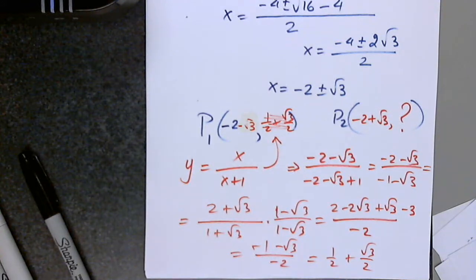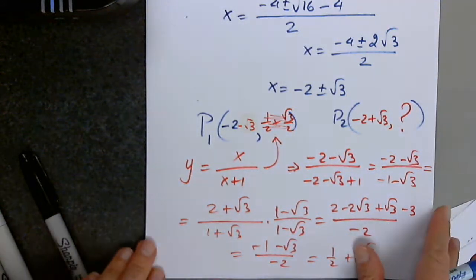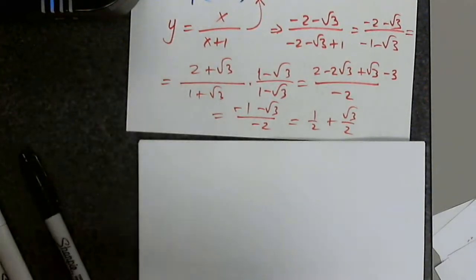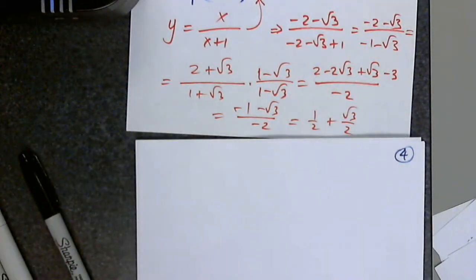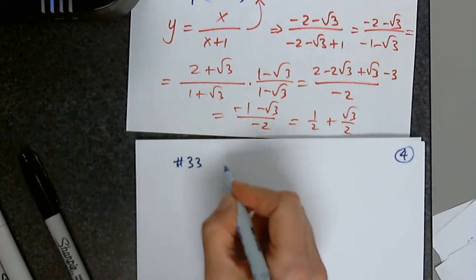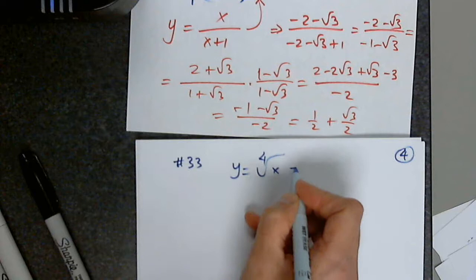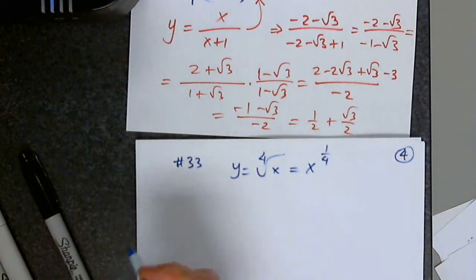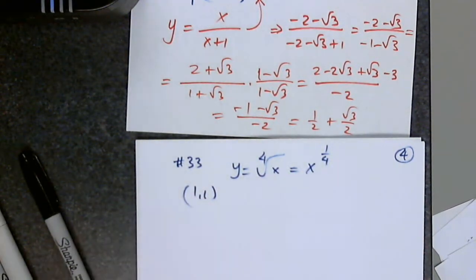With pleasure. Can you go over 33 and 3.1? Yes, 33 and 3.1. Find the equation of the tangent line to the curve at a given point. So y equals the 4th root of x, or x to 1/4, and the point is 1, 1. Find the equation of the tangent line to the curve at the given point.